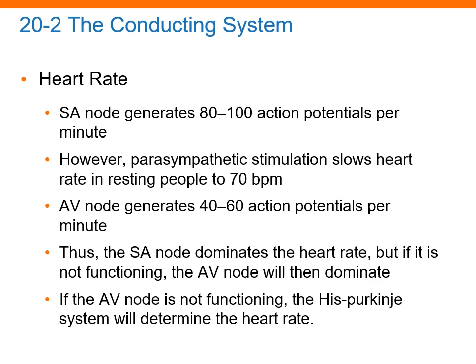I'm sorry, as I mentioned, the SA node dominates. If it's not functioning, the AV node will dominate. If the AV node is not functioning, the His-Purkinje system will determine the heart rate. And in that case, you're going to have a very, very slow heart rate if your AV node is not working.